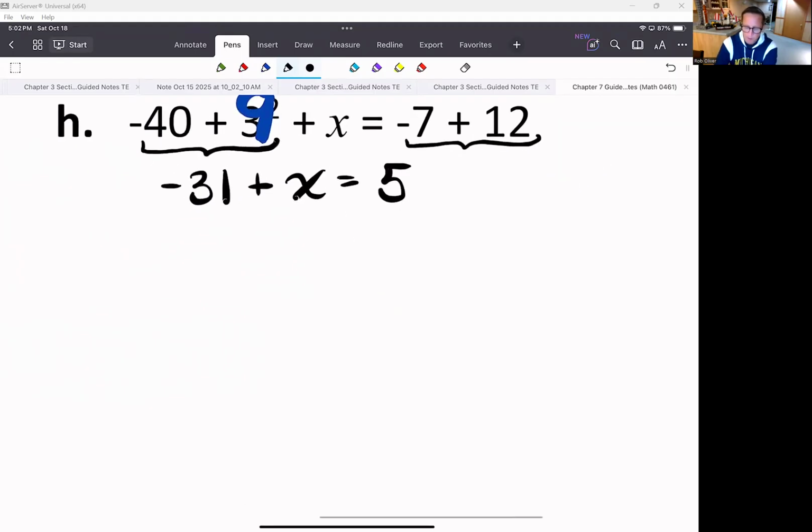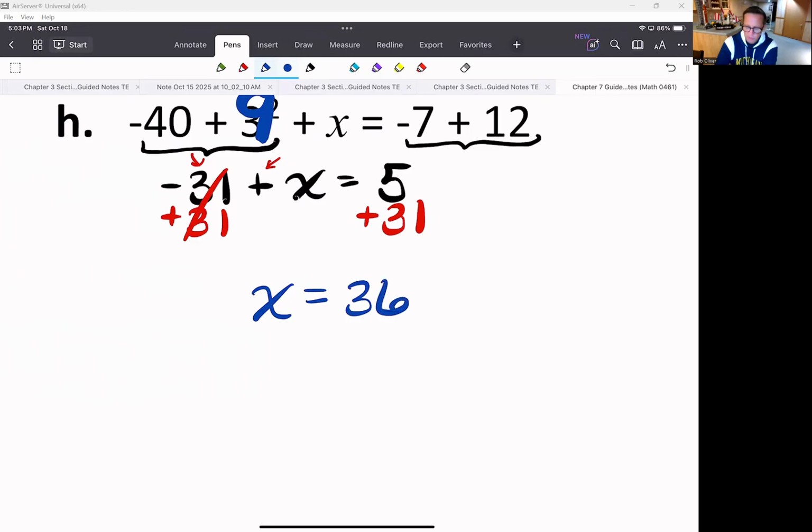There you go. All right. And so now it's just a matter of, if you look on the variable side, the x side, we can add 31. So we're going to do the inverse of negative 31, which is plus 31. I know there's a plus here, but really we want to negate that negative 31, and to do that, we need to do the inverse of that, which is positive 31. Okay, and so we are left with x equals 36.